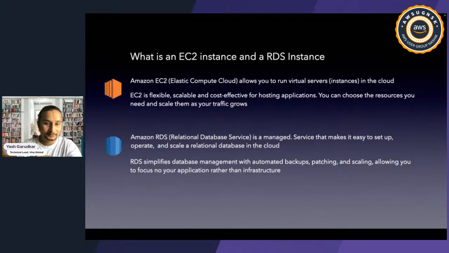Amazon RDS is a managed service that makes it easy to set up and operate and scale the relational database in the cloud. So RDS simplifies the database management with automated backups, patching, scaling, and allows you to focus on your application rather than infrastructure.